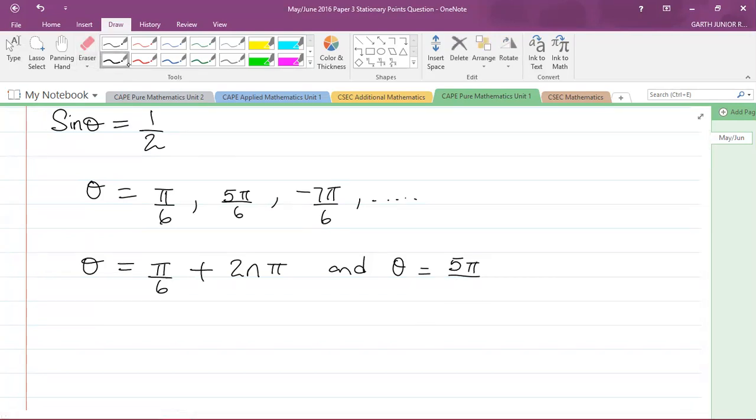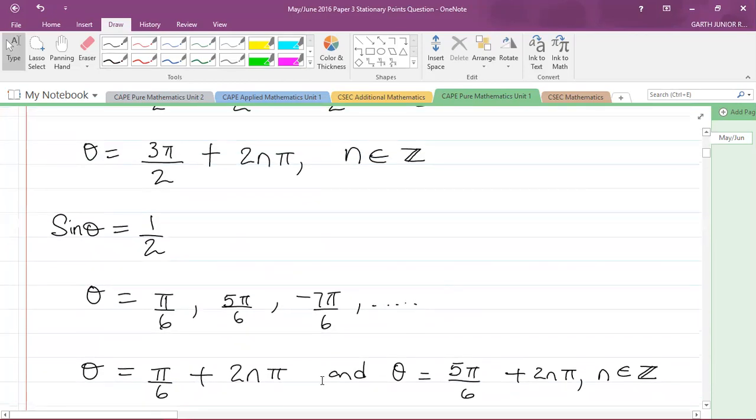And theta equals 5 pi over 6 plus 2n pi, where n belongs to the set of integers. You have to specify what n is. So n represents an integer, it's a member of the set of integers. Good. So that is my solution.